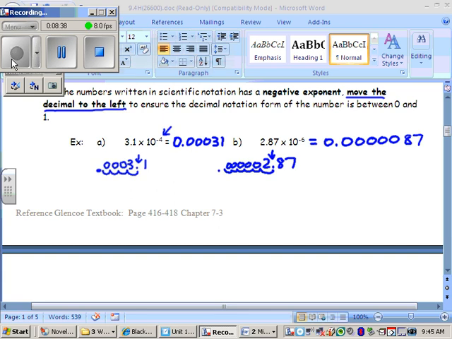And that completes the lesson on writing a number in scientific notation.